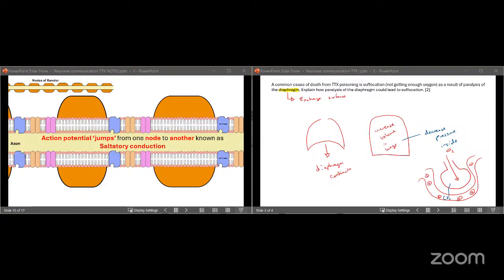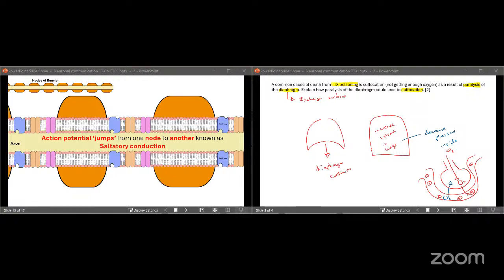So the only way we can ensure that that happens is if we actually have a concentration gradient. Well, going back to the question, we've been told that our TTX poisoning is actually going to paralyze the diaphragm. So how is paralyzing the diaphragm going to cause the person to suffocate?